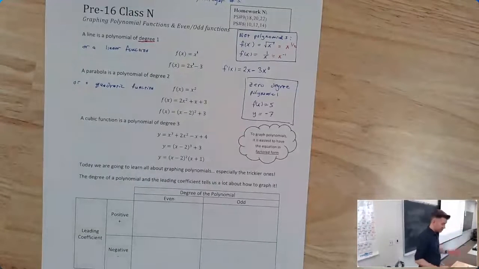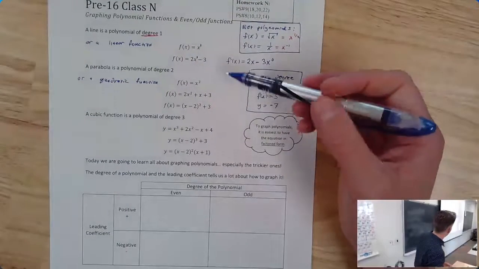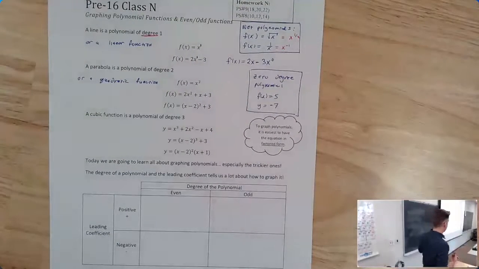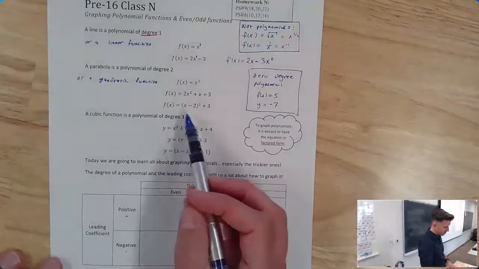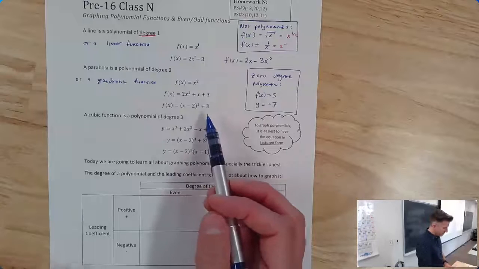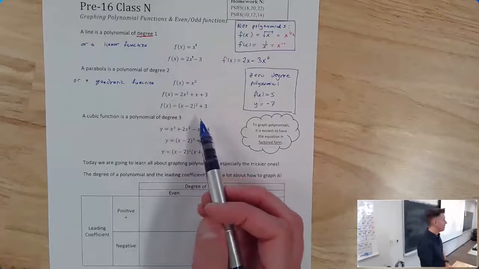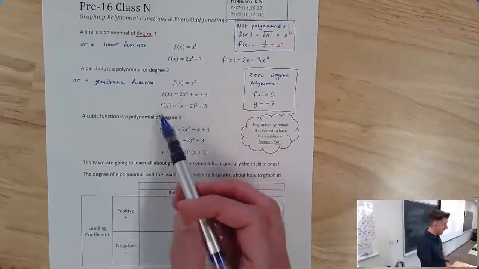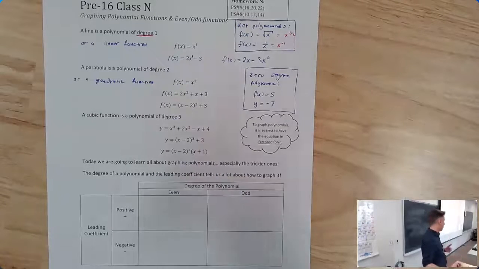Here are some examples. f(x) = x squared, f(x) = 2x squared + x to the first + 3. Or even this one written in a different way, f(x) = (x - 2) squared + 3. Even though it's not immediately obvious, if you multiplied this out, you would have x squared - 4x + 4 + 3. The highest power of x would be x to the second, so it would be a degree 2 polynomial. And it would be a polynomial because all the powers of x are, again, non-negative integers.